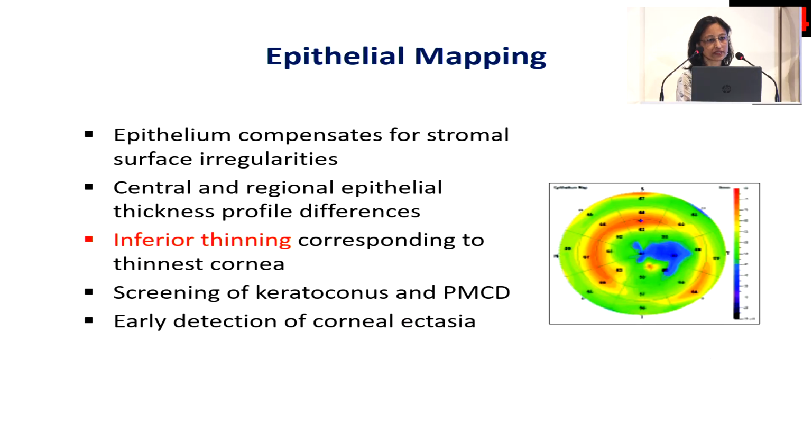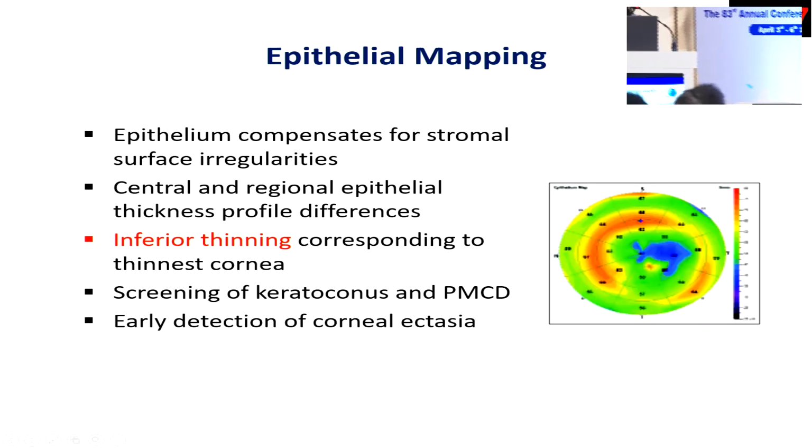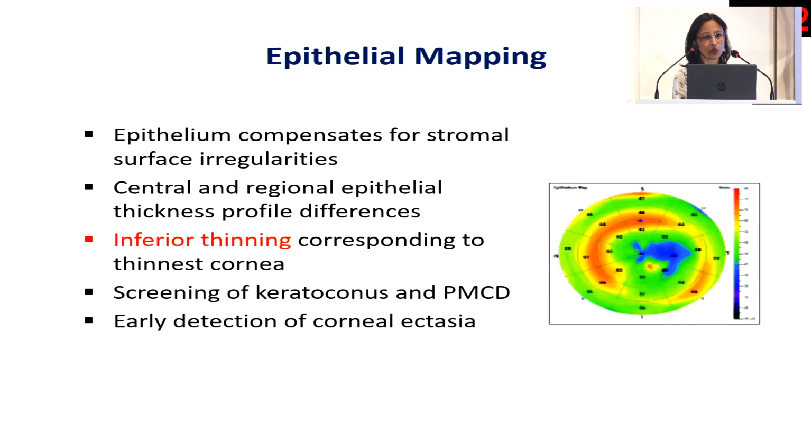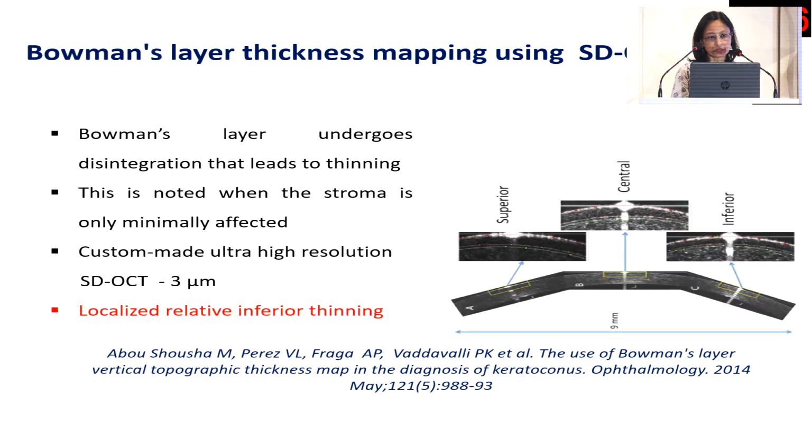And also we have the option of seeing the progression maps. Epithelial mapping is a newer concept which is based upon the observation that epithelium compensates for the underlying stromal surface irregularities. It is seen as inferior thinning corresponding to the area of thinnest cornea. And we use it to screen cases of keratoconus, PMCD, as well as early detection of corneal ectasia. In our routine practice, we use it for all the cases planned for trans-PRK to measure the epithelial thickness. Now, even before the epithelium is involved, we can see the disintegration of Bowman's membrane, which is seen as relative inferior thinning on the spectral domain OCT.